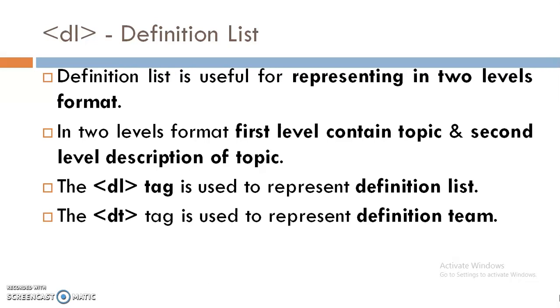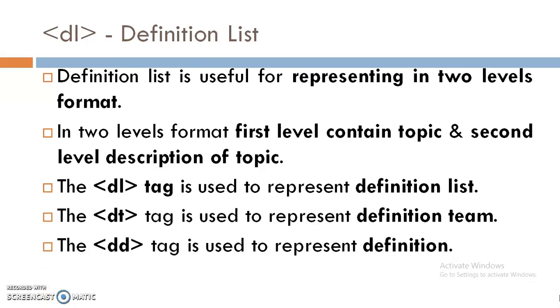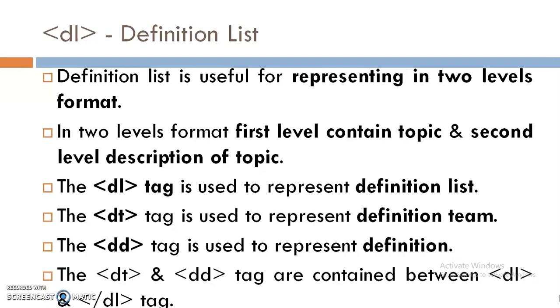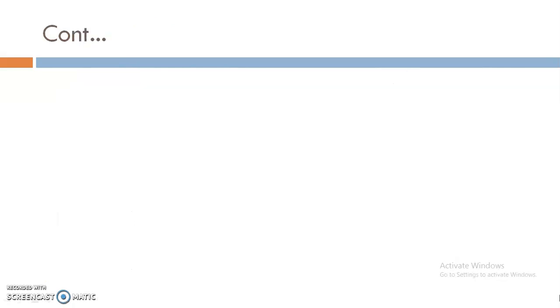The DT tag is used to represent the term, meaning the main topic of the definition. And the DD tag is used to represent the definition in descriptive form. DT and DD tags are contained between DL and /DL.